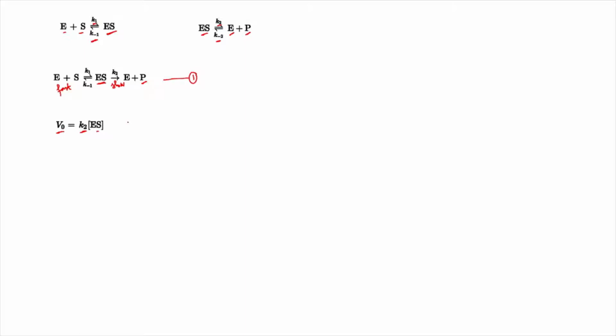If you remember from class 12 chemical kinetics, we write the rate of any chemical reaction as K, where K is the rate constant, multiplied by the concentration of the reactant molecule within brackets, denoting concentration. So here also we have written the same thing. Rate is actually a sort of velocity of the reaction. So V0 is K2 into [ES], where K2 is the rate constant of dissociation of the enzyme substrate complex into product, and ES is the reactant here, within brackets denoting the concentration of the enzyme substrate complex. So this is our second equation.